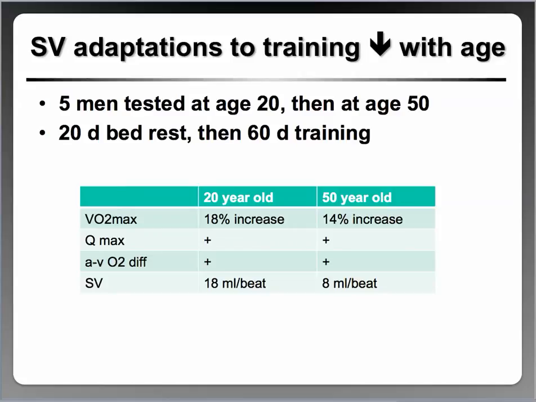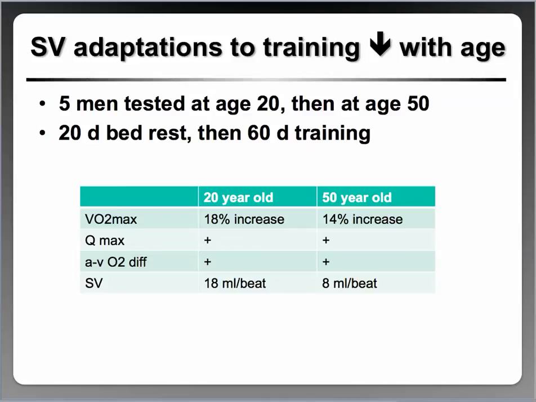And you can take a look at the table. Your book says that there were similar increases in VO2 max. So when they're 20 years old, they had an 18% increase. When they're 50 years old, they had a 14% increase. So they were still able to increase VO2 max significantly. They don't give any data on cardiac output max or AVO2 difference, but they do say that they increased somewhat similarly. And there are really no changes between what happened at 20 years old versus 50 years old.